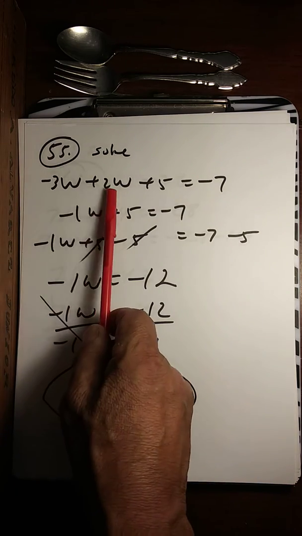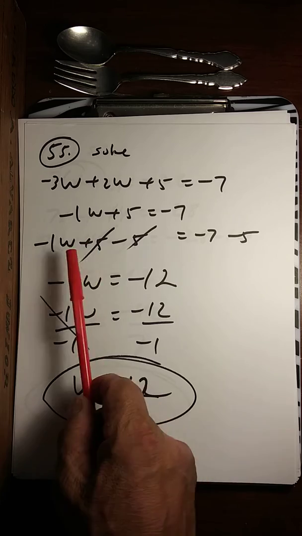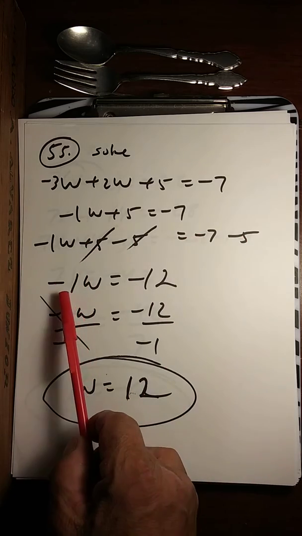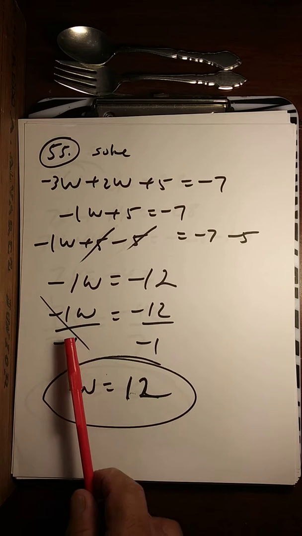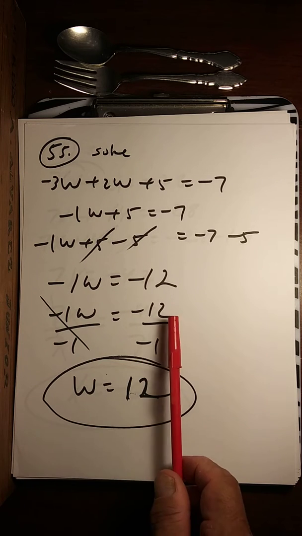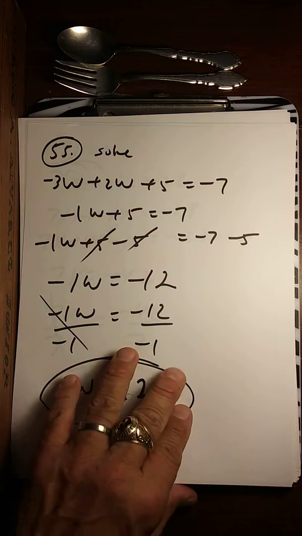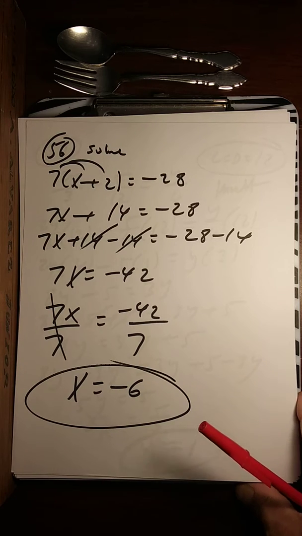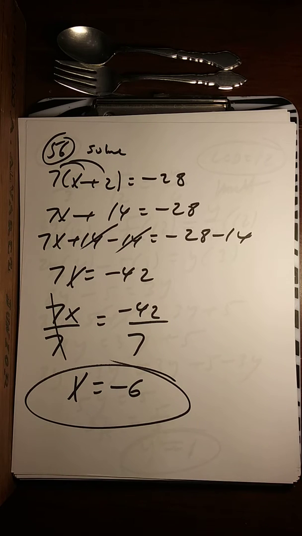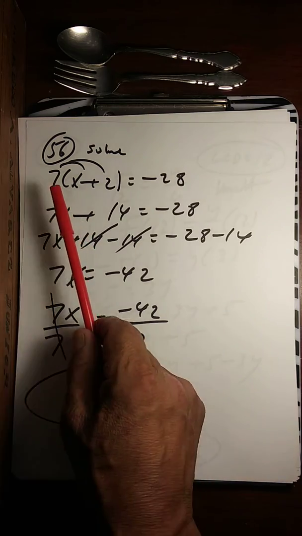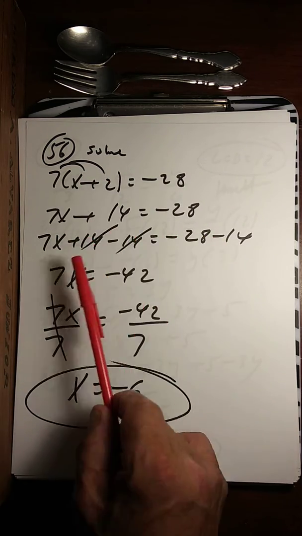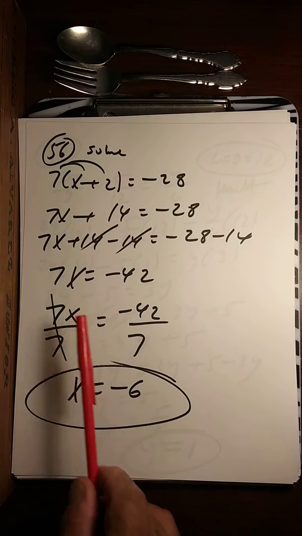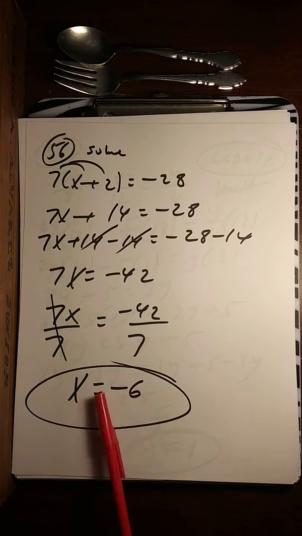Negative 3w and 2w is negative 1w plus 5 equals this. Minus 5, so negative 1w equals negative 12. Divide by negative 1, so these are gone. So w is what? Negative by negative is a positive 12. Alright, this one. Multiply parentheses stuff. That turns out that. That turns out 14. So now minus 14, these are gone. 7x is negative 42. Divide by 7, so x is a negative 6.